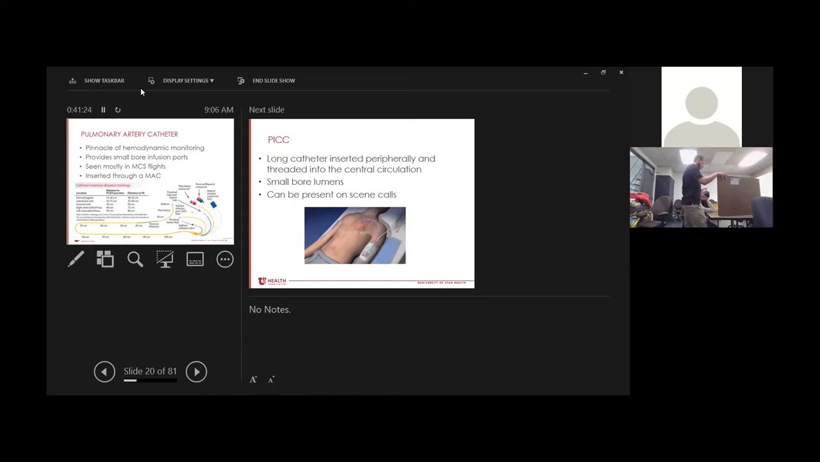When you put it in, they know where they are by watching the waveforms on the screen. So we can see a right ventricular waveform, and then we can see a pulmonary artery waveform. Exactly. So there's a lot of ports on this. You've got your two ports from the MAP, right? We already talked about that. This is your big infusion port.